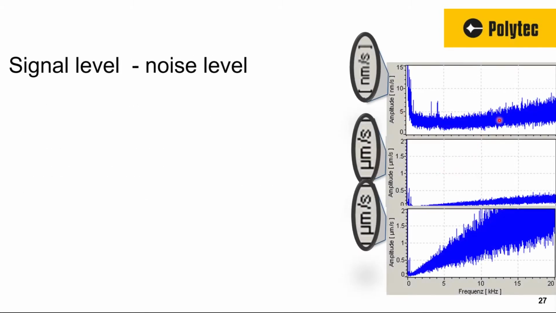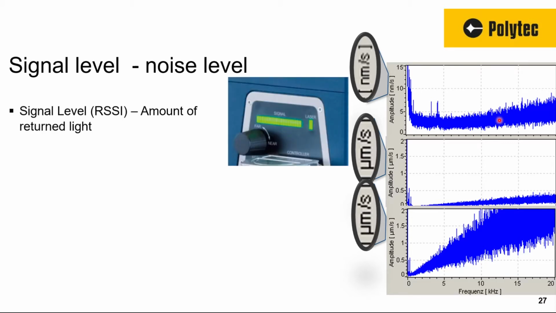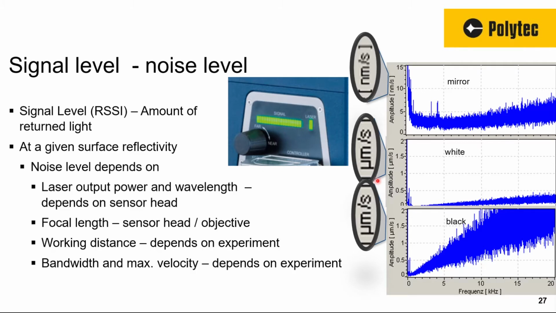The amount of returned light which comes back into our optics is indicated by the signal level indicator, or RSSI. If you look at the noise levels, we have three graphs here. One is for a mirror, so best reflectivity, a white surface and a black surface. You see that the noise levels are quite different. Note that the upper right one is in nanometers per second, while the other ones are in micrometers per second.